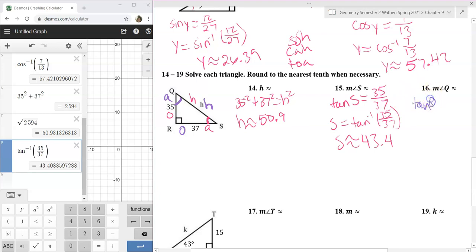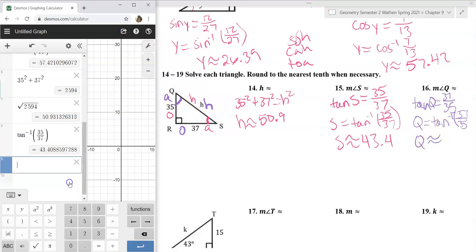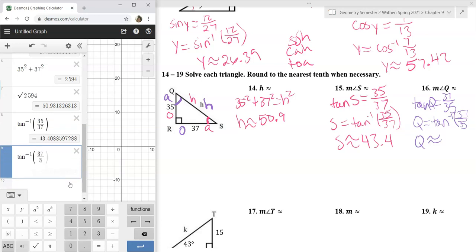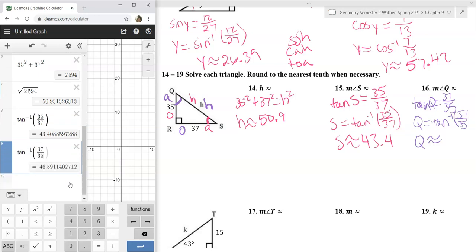So the tangent of Q is equal to our opposite, which with Q, that's 37, over our adjacent, which is 35. So we'll go ahead and take the inverse tangent of both sides so that we get Q by itself, and it's equal to the inverse tangent of 37 over 35. So Q is approximately 46.6.